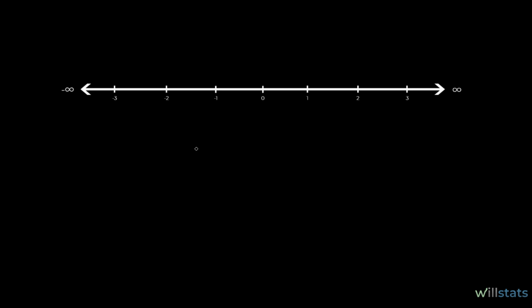To recap, when we have a closed interval, we use brackets. When we have an open interval, or infinity, which is an open interval, we use parentheses.